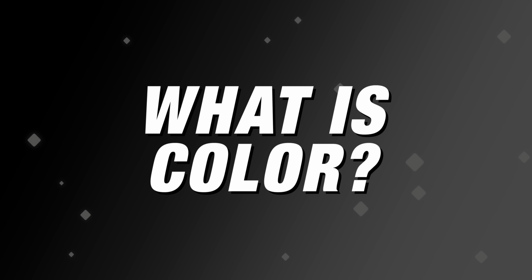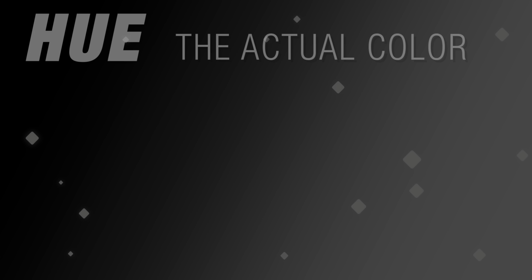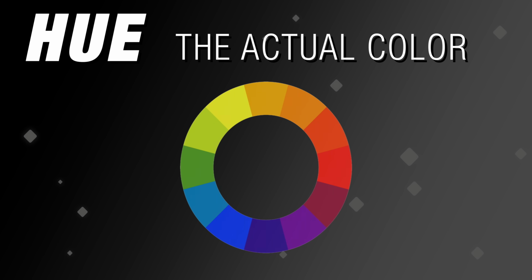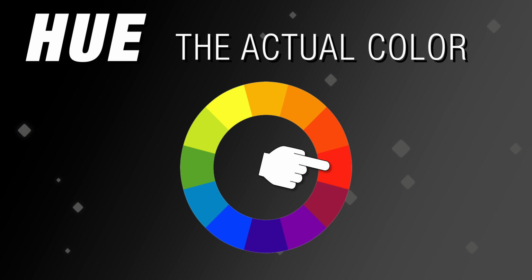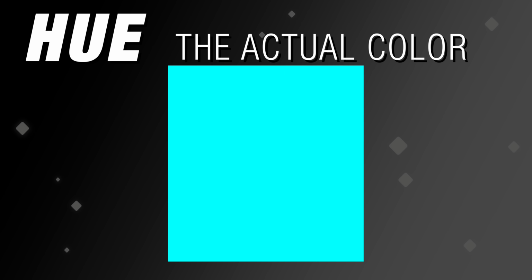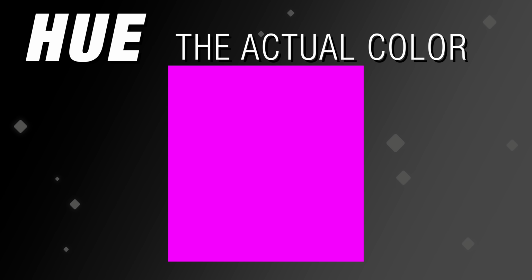Now, to understand how to use color in your videos, we first need to break down some different elements on how color works. So first is hue, and this is the actual color. So when we're talking about the color red, then that is the hue. On a color wheel, each color is a hue, whether it's yellow, orange, red, pink, blue, green, etc.